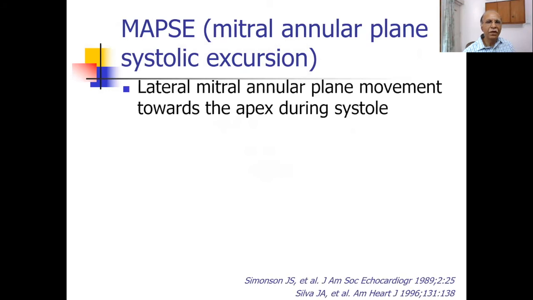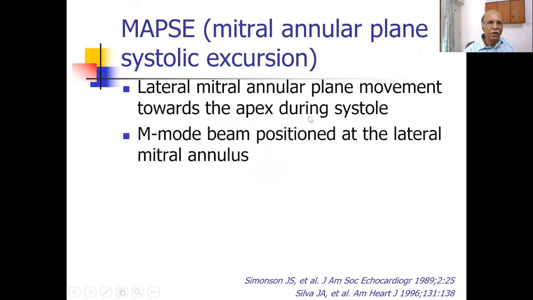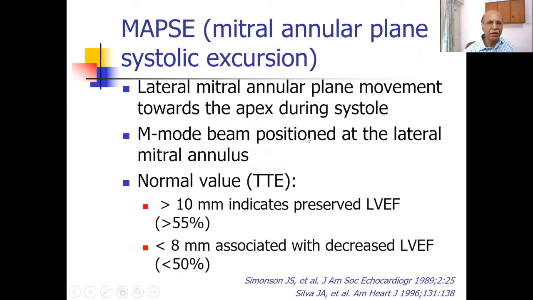Let's move on to the MAPSE, which is mitral annular plane systolic excursion. Just as you have TAPSE on the right side, you have the MAPSE on the left side. What you do is you measure the lateral mitral annular plane movement towards the apex during the systole. The M-mode beam is positioned at the lateral mitral annulus, and the normal values are more than 10 millimeters. They indicate the preserved ejection fraction. If it is less than 8, it indicates decreased LV ejection function.